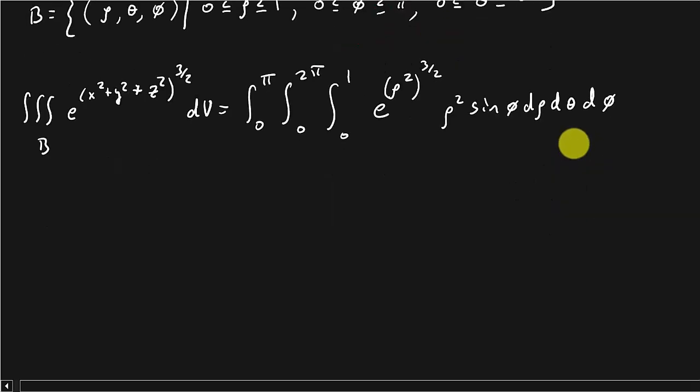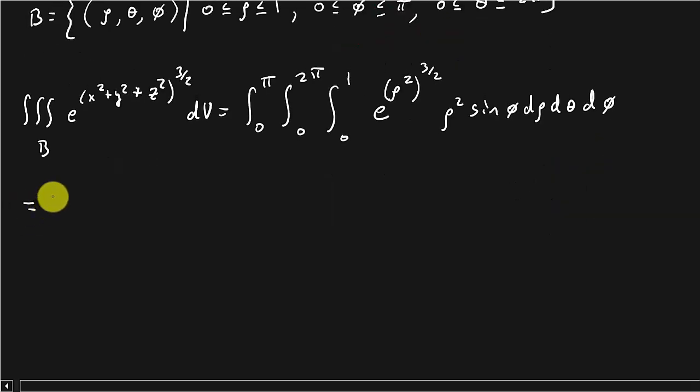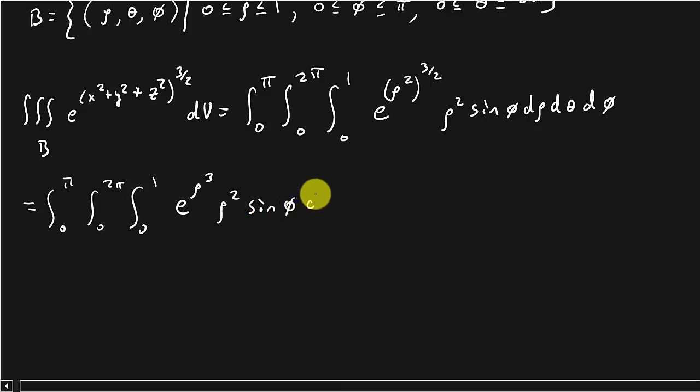All right, so let me just rewrite this one more time. 0 to pi, 0 to 2 pi, 0 to 1, and all I'm doing is writing this as e to the rho cubed. Okay, multiplied those two. That's all I did. Rho squared sine phi d rho d theta d phi. All right. And so what are we going to do now to integrate this?